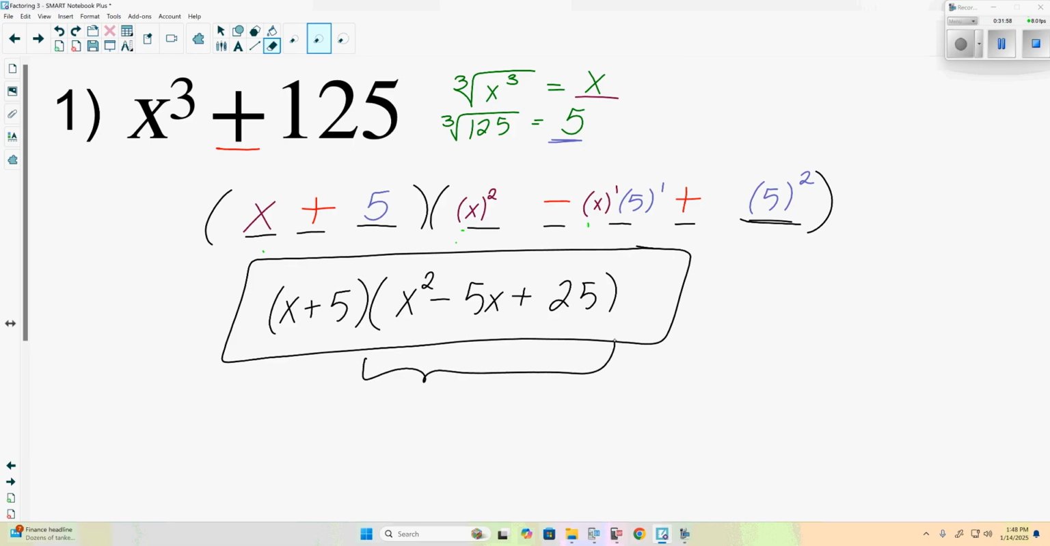With the sum or difference of two cubes, that quadratic, that x squared minus 5x plus 25 here, will never factor. Its factors are going to be imaginary or possibly imaginary and irrational. So if there were factors, they would be irrationally imaginary factors. We don't do those. We just focus on the real factors. So this is as far as it goes. We will finish this tomorrow.